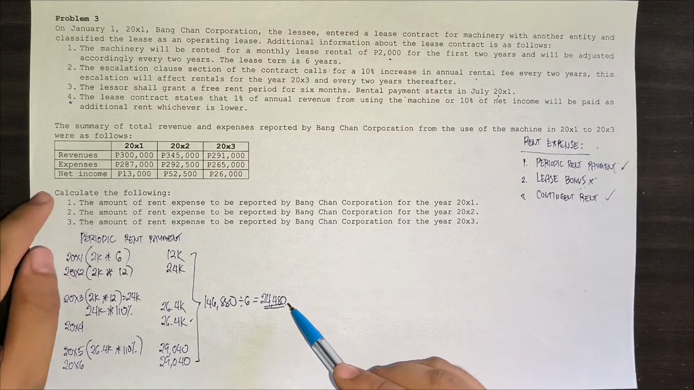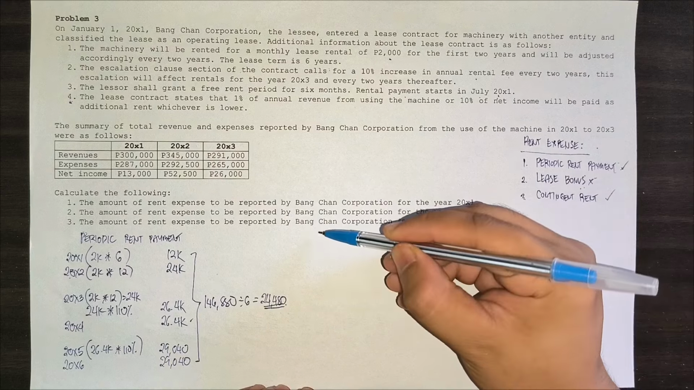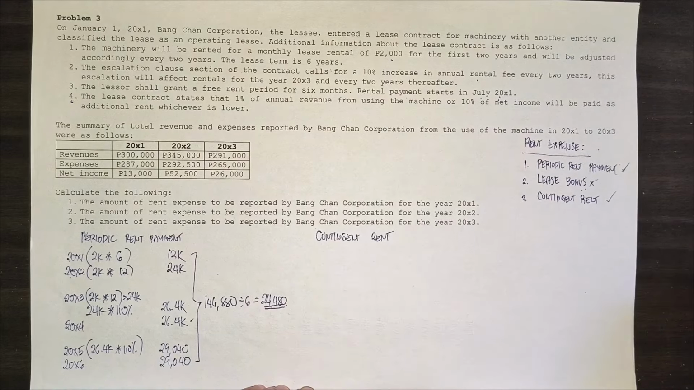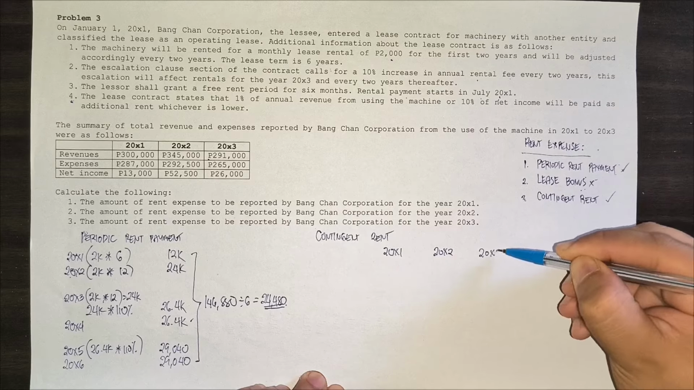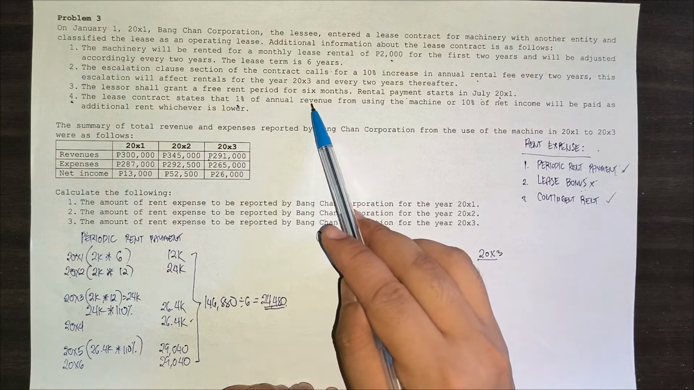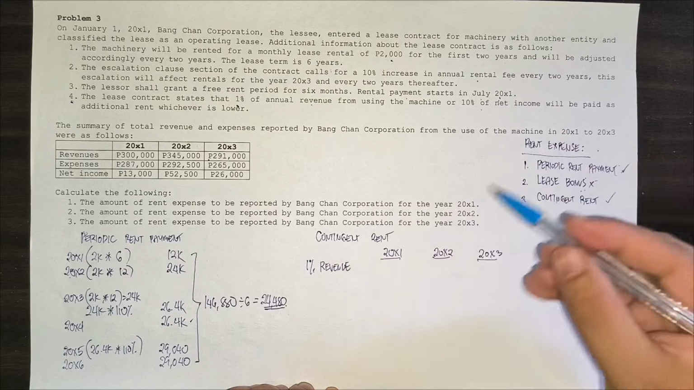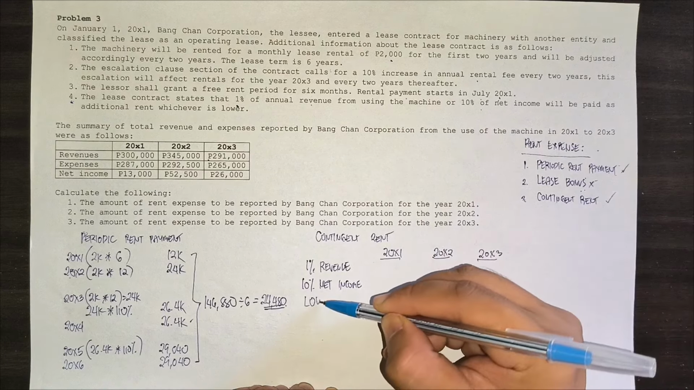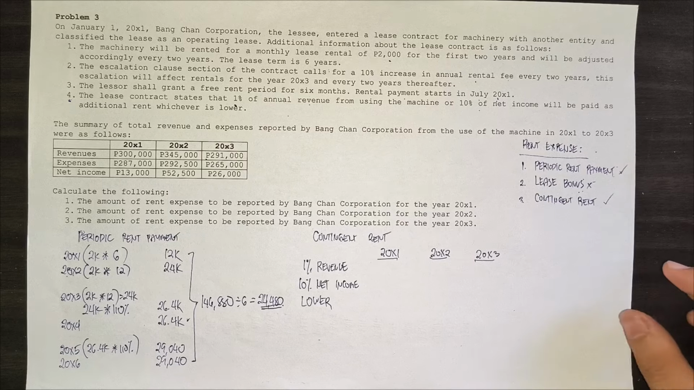So, ito na ba yung answer natin sa number 1? Hindi pa, class, no? Kasi hindi pa natin nako-consider yung contingent rent. So, isunod na natin, class, yung contingent rent computation. Contingent rent. So, we have 20x1, 20x2, and 20x3. Ang contingent rent class, 1% of annual revenue, or 10% of net income, whichever is lower. So, kung sino mas mababa sa dalawang yan, yun yung additional rent na iriremit ni Bang Chan Corporation dun sa lessor. Okay?